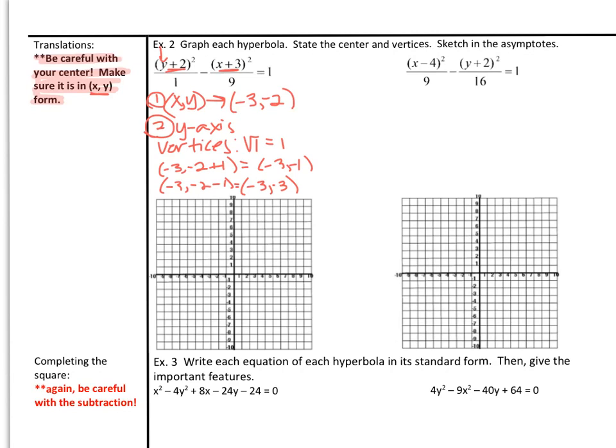Let's plot those three coordinates. They're pretty close together, so make sure they're bold. Maybe use a different color just so that they're easy to see. All right, let's create step 3. Let's determine those asymptotes by creating that rectangle.